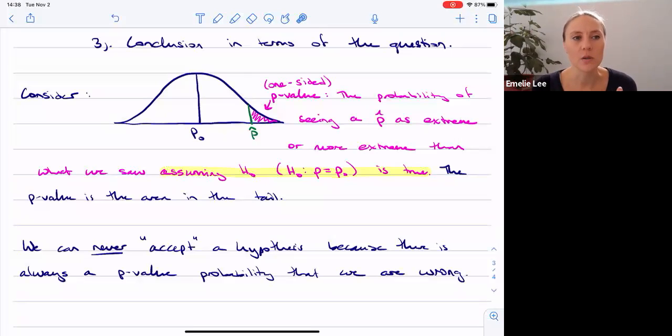And that's really important, and that's why we can never accept a hypothesis, because there's always a probability that we're wrong. We either have enough evidence to reject H naught, or we don't have enough evidence to reject H naught. We're always kind of leaving the door open in case we're wrong. Okay, good.